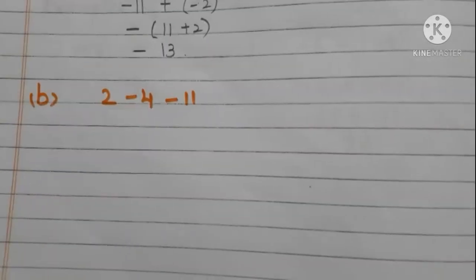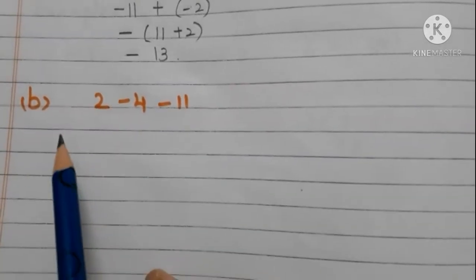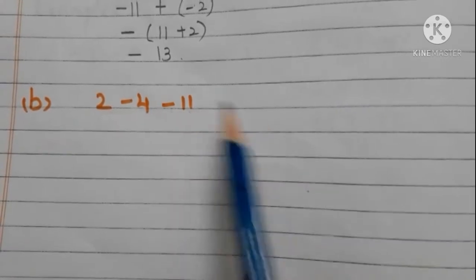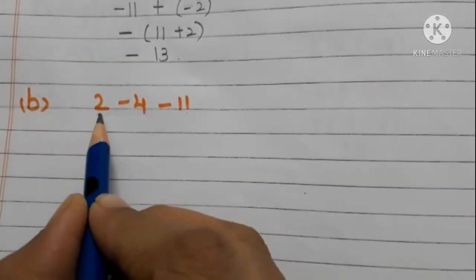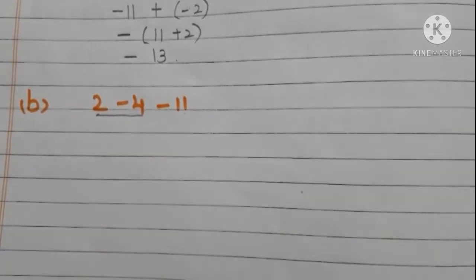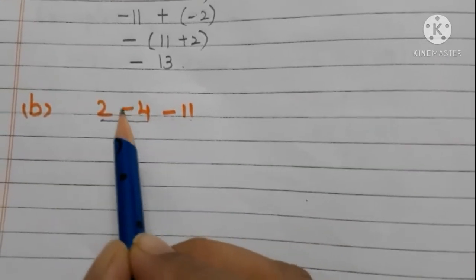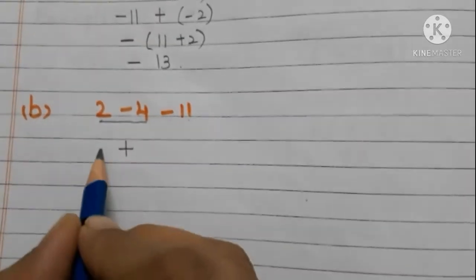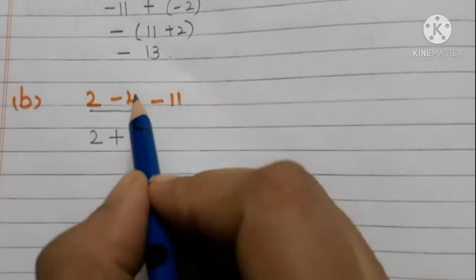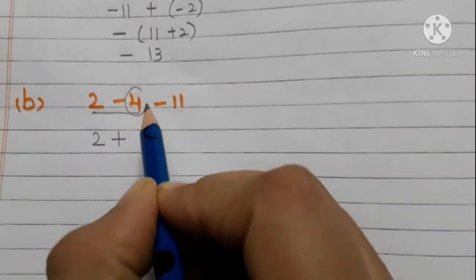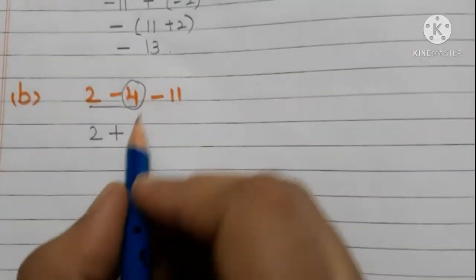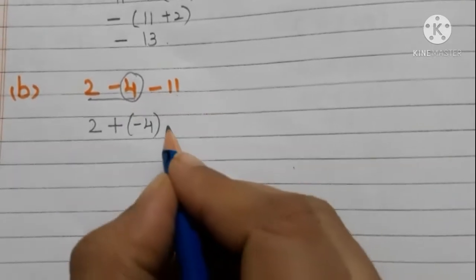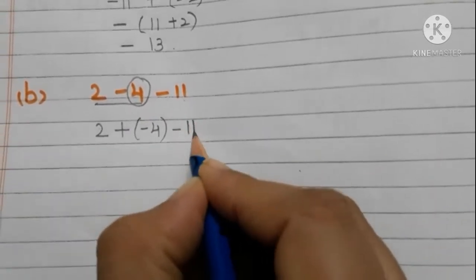Okay. Now let us go to B bit. Here we have 2 minus 4 minus 11. Let us simplify till here. First, what we have to do, instead of this subtraction symbol, we have to write the addition symbol. So write here, copy down this 2 and write the additive inverse of positive 4. It is negative 4. Right here. Copy down this one, minus 11.